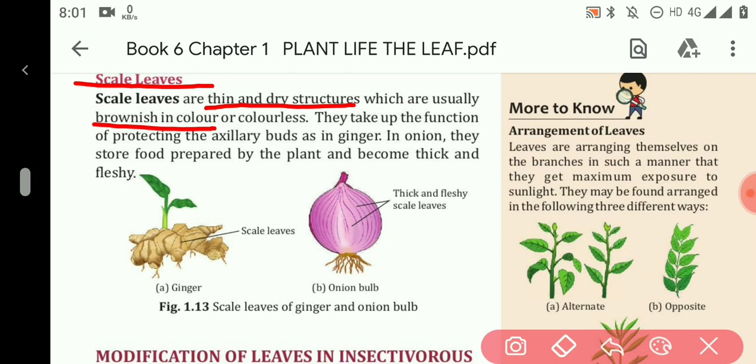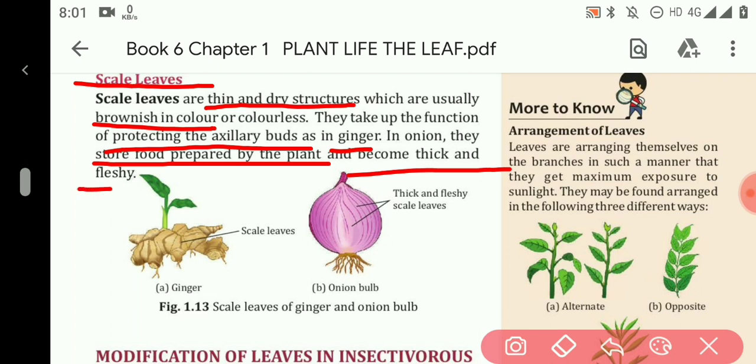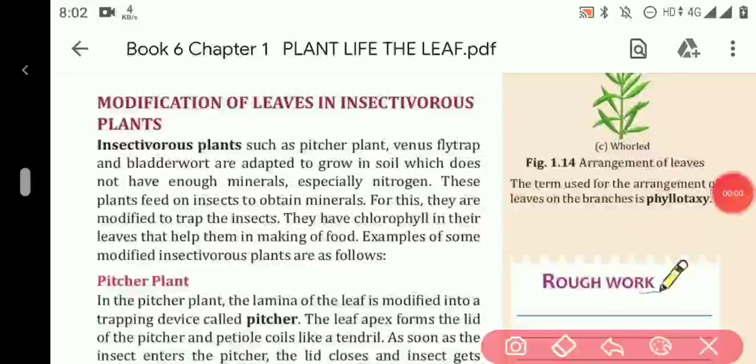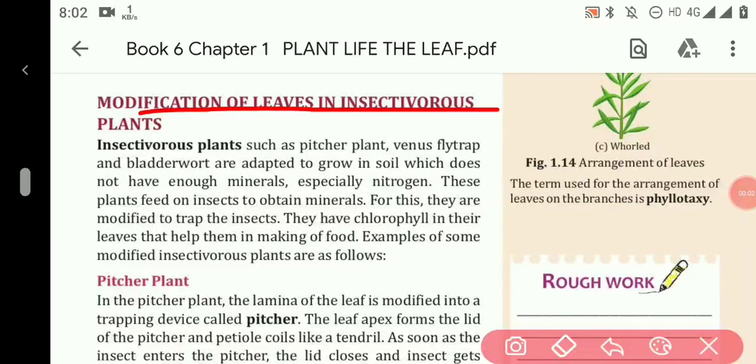They take up the function of protecting the axillary buds. Axillary buds are present on the axil of the leaves, such as in ginger. In onion, they store food prepared by the plant and become thick and fleshy, such as you can look here. These are the parts. Next topic is modification of leaves in insectivorous plants.